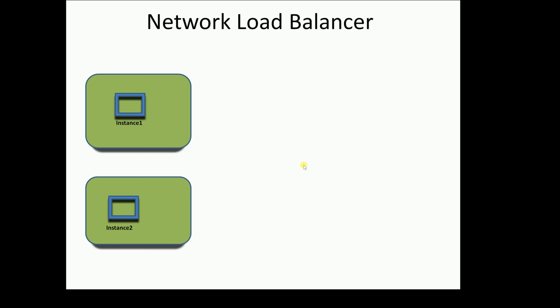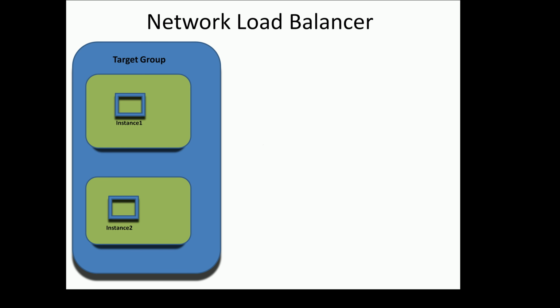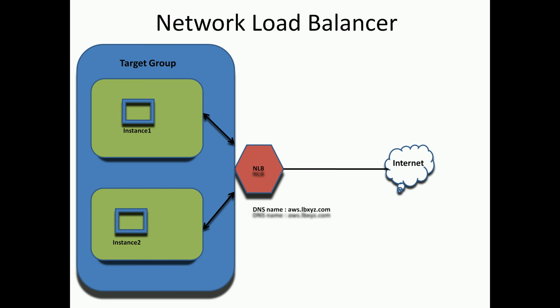Suppose we have two web servers, instance 1 and instance 2, and we have to create a target group and add those web servers into the target group. So this target group makes these web servers into one group where we create a network load balancer, and the requests which come to the network load balancer will be redirected to the instances based on the load and availability of the instances. So let's go and see how this can be configured in AWS.